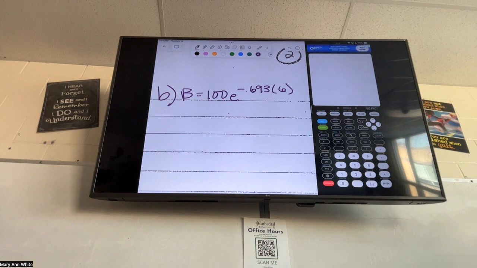Do you guys remember how to do E to a power in your calculator? Let's remind ourselves, okay? I've got 100. Hannah, you nodded your head. What are you going to press? Second and ln. Very good. Second and ln gives you E raised already to a power. It's ready for you to put in an exponent.